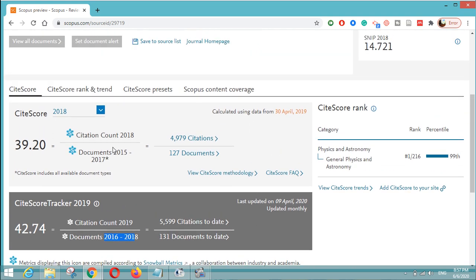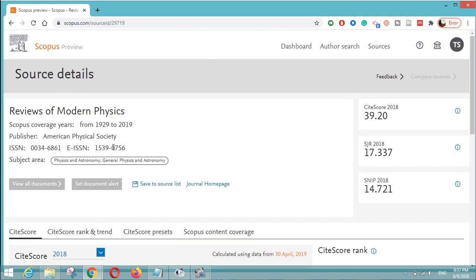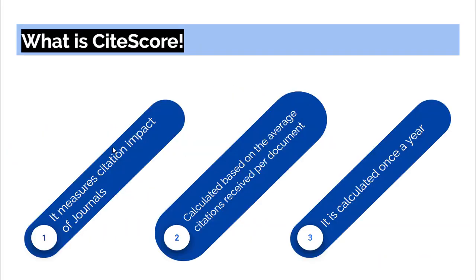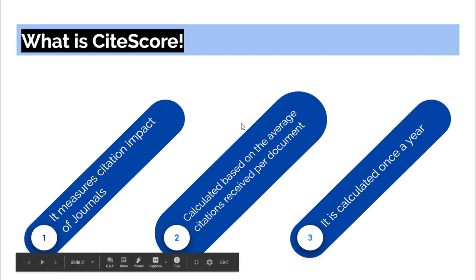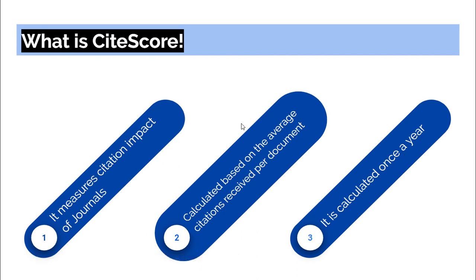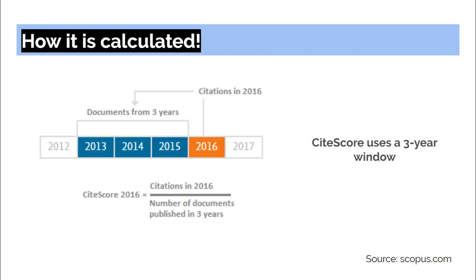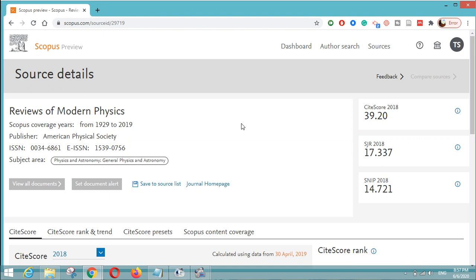which is a good thing. This is how Scopus calculates SiteScore, and it changes every year, because we have seen that it is calculated once a year, so it remains for the full year once calculated. You can see the SiteScore of a particular journal growing, with growing citations per document, and how many documents or research articles have been published by this particular journal. This is how you can calculate SiteScore, and how you can see the SiteScore of the journals that are indexed in Scopus.